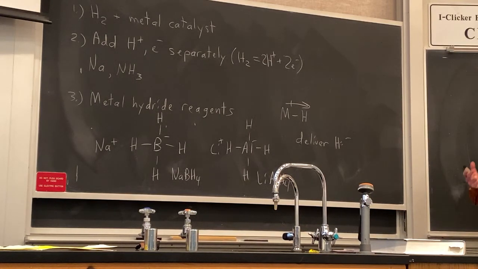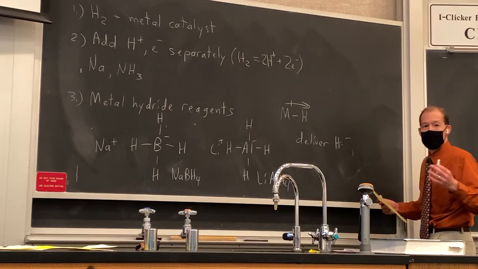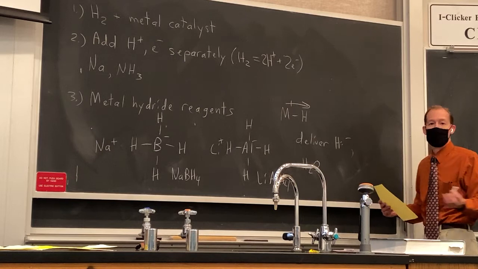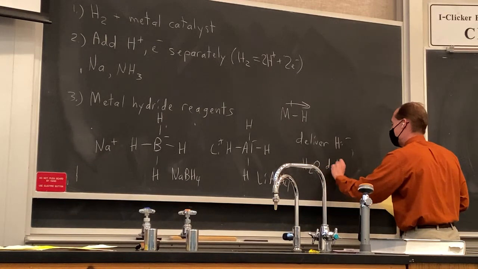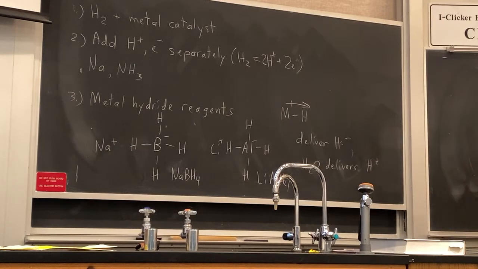So they're delivering H- to a molecule. If you're trying to add H2 and you've added H-, then you have to deliver H+ in a separate step. Whenever you're using sodium borohydride or lithium aluminum hydride in a reduction, you have to add a proton source, and in most cases it's water. You would add water in a second step as a proton source to protonate your negatively charged species.